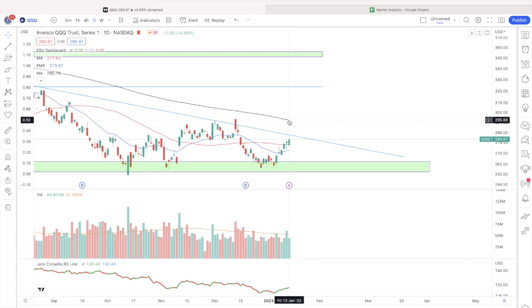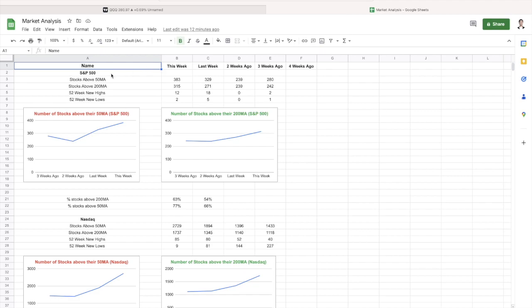Now let's take a deeper look and look under the hood. So over here, we have the S&P 500. And for stocks above the 50-day moving average, at the start of this week, we have 383 stocks above the 50-day moving average, compared to last week, which was 329. So that's a positive increase. And for stocks above the 200-day moving average, at the start of this week, we have 315 compared to 271. So that's also a positive increase.